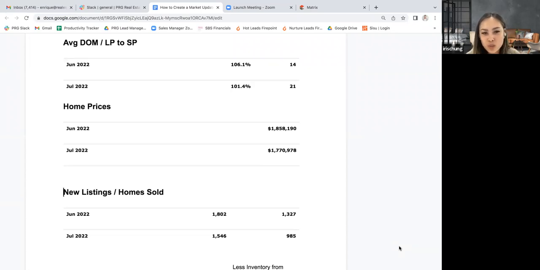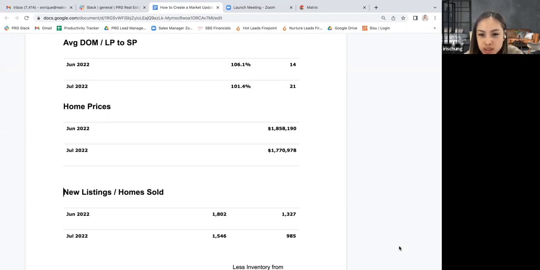In June, we see homes are selling 106% over asking price and 101% in July. So there is a 5% difference. Average days on the market in June is about 14 days and 21 days in July. So it takes a little longer to sell than before. Home price in June is about 1.8 and decreases a little bit in July, about 1.7.